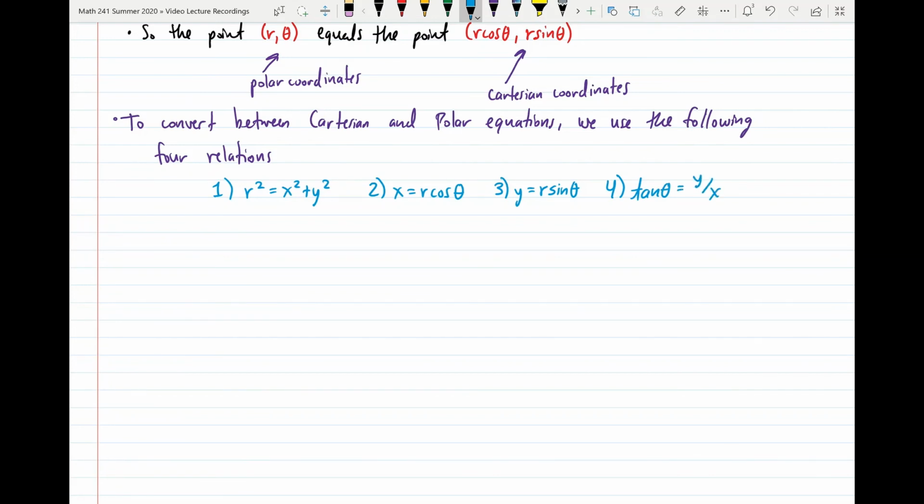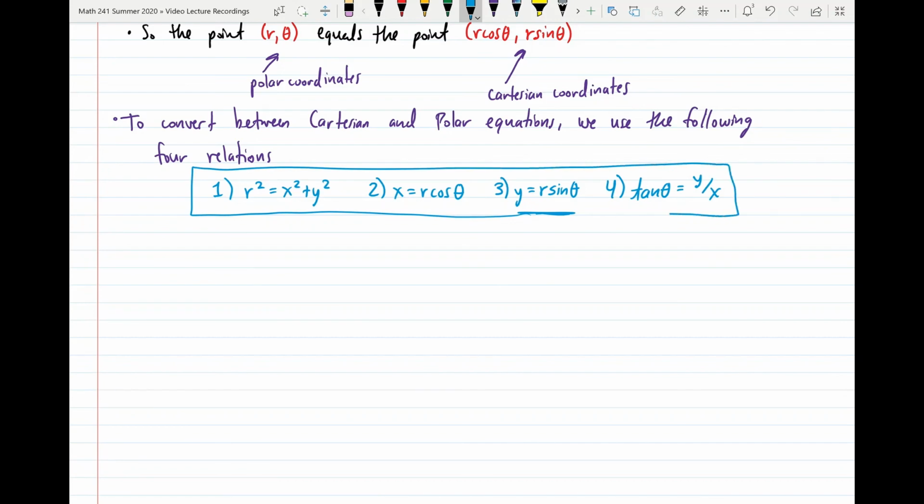Also, I just realized when I was writing this that in the lecture notes I posted online, there is an error in 3 here, so watch out for that when you're using the lecture notes that are posted online.